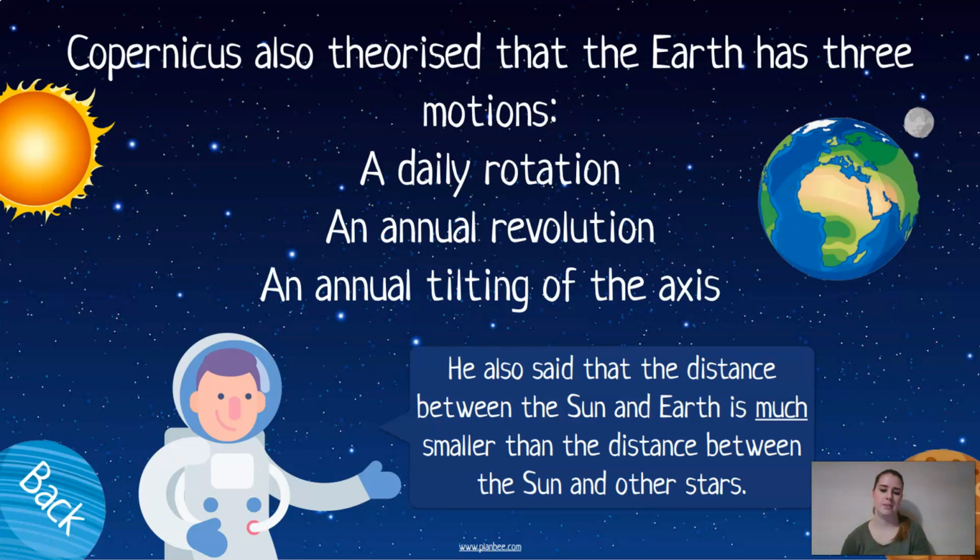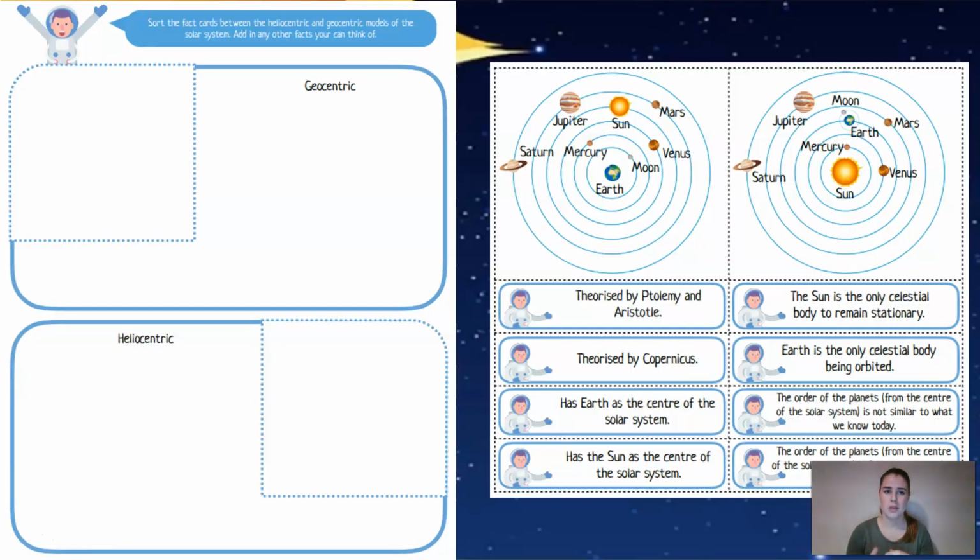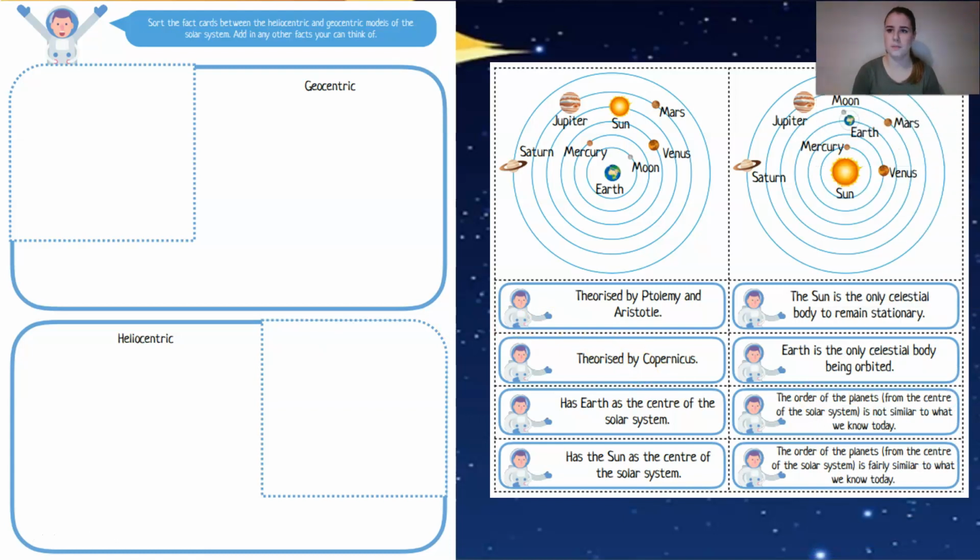So he's claimed that the distance between the sun and the Earth is much smaller than the distance between the sun and other stars, which means this Earth must be a lot closer to the sun than some of the other planets. So what I want you to do now, just based on that information that you know, if you want, you can go back and rewatch the video because I know that was a lot of information.